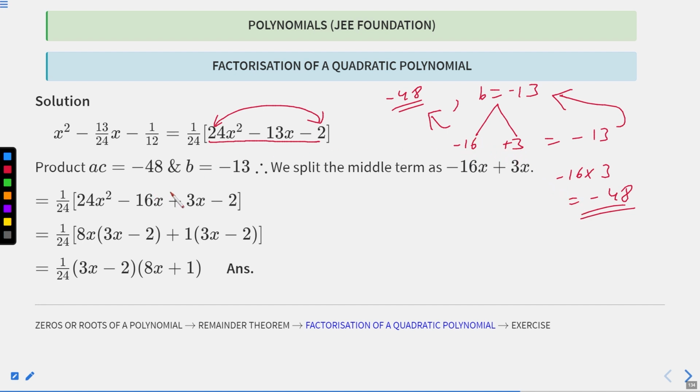Okay, so now just split it into two terms, which are minus 16 and plus 3. Now taking 8x common, you are left with 3x minus 2, and taking just 1 common, you will be left with 3x minus 2. Now taking this 3x minus 2 common, you are left with 8x plus 1, like this, and this is already there the whole time. Now this is my final factorized form of the given polynomial, which was our this.